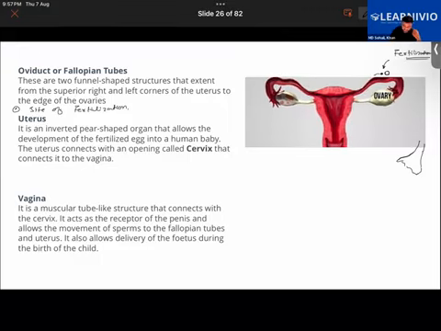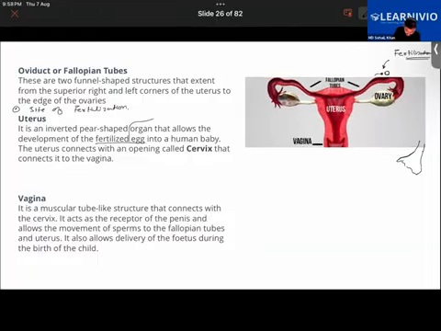After the fallopian tube, this structure that you're seeing here is called the uterus. It's a pear-shaped organ that will basically allow the development of that fertilized egg. What is that fertilized egg we are referring to here? It's basically the zygote. Very good. So it will basically allow the development of the zygote.